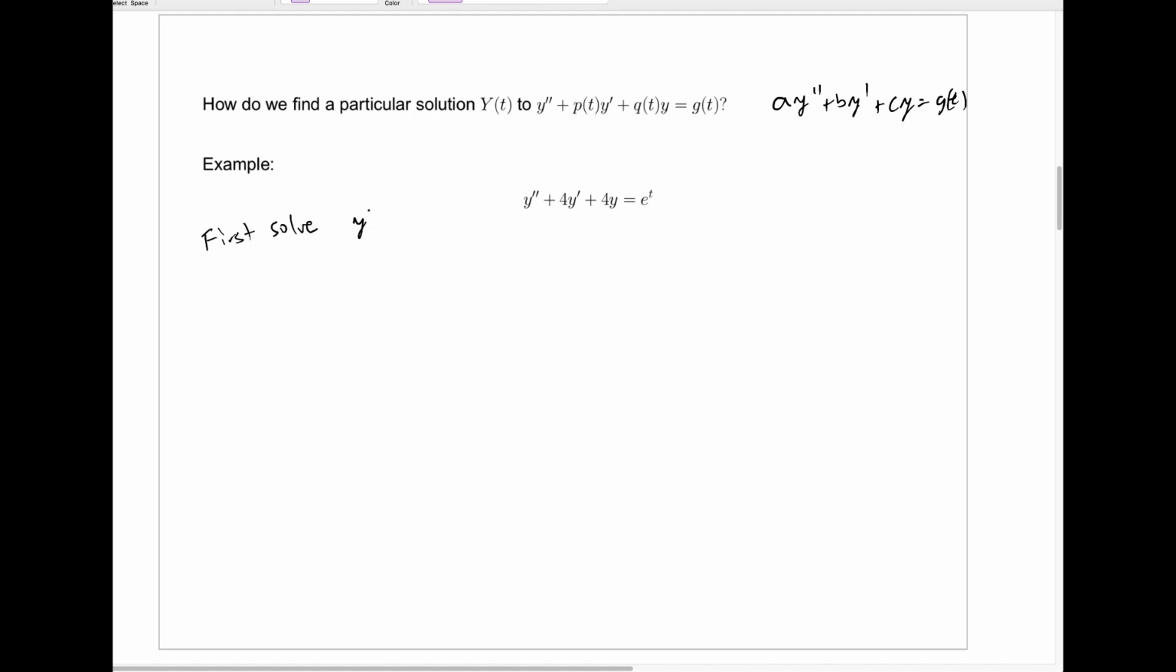So we'll solve y double prime plus 4y prime plus 4y equals 0. And we already know how to do this. The characteristic equation is r squared plus 4r plus 4 equals 0. That's the same as r plus 2 quantity squared equals 0, or r equals minus 2, and this is a repeated root.